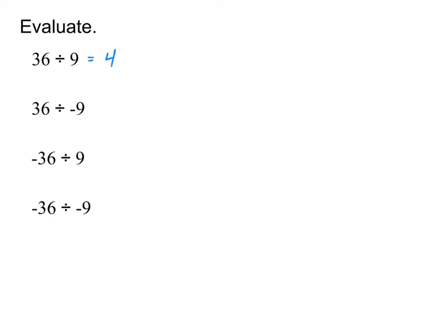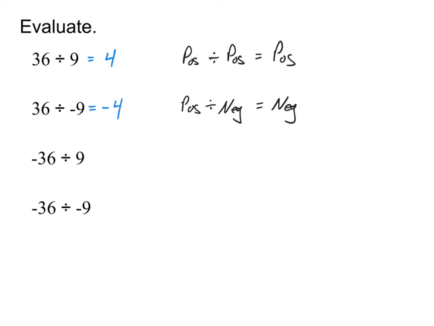Our next problem, you notice, is 36 divided by negative 9. Now, it's still a 36 and a 9 in there, so I know my answer is going to include a 4. The only question is, is it positive 4 or negative 4? In order to do that, we just need to know what happens when we divide a positive by a negative, and it always does the same thing. So just as a positive divided by a positive equals a positive, a positive divided by a negative will always equal a negative. Therefore, our 36 divided by negative 9 over here will actually give us a negative 4.